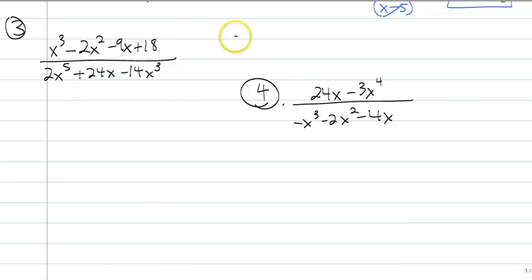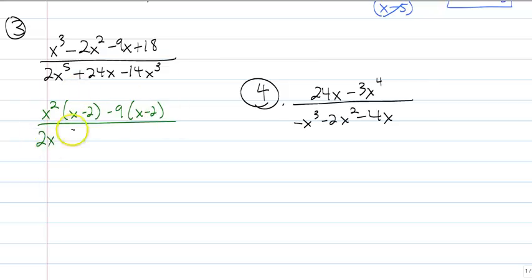So on the top we can group, and we would get an x squared times x minus 2 minus 9 times x minus 2 over, when we pull an x out, actually we could pull a 2x out and reorder it, 2x, and when we reorder this we get, this becomes x to the 4th, this becomes a minus 7x squared, and this becomes a plus 12.